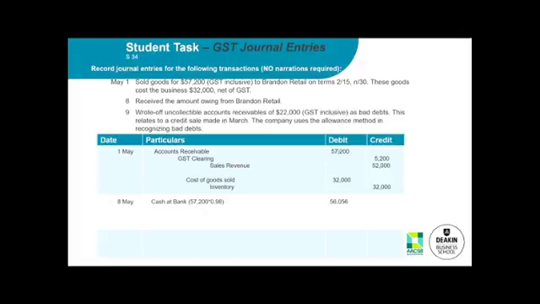So the discount means that he only pays us 56,056 instead of 57,200. So the total discount is 1,040, and the adjustment of the GST.